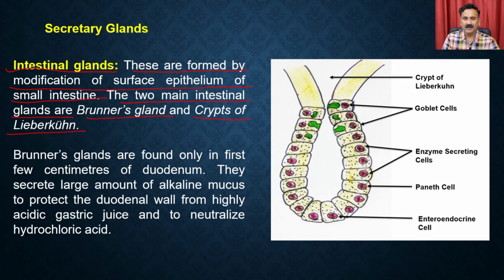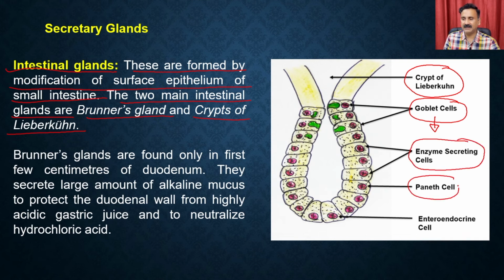So, in a typical intestinal gland, you are going to have the crypts of Lieberkühn. You are going to have the goblet cells, which are actually going to be the major secretory cells. Then you are also going to have enzyme secretory cells, then the Paneth cells, and then the enteroendocrine cells, which are actually going to secrete different types of hormones.